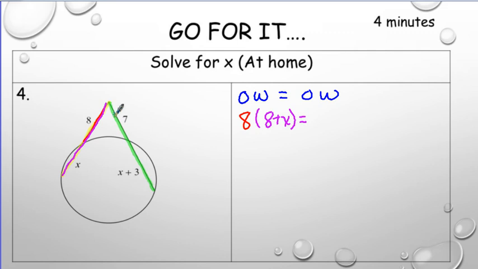On the yellow line, I'm going to put in red the outside, which is 8. And I'm going to put in purple the whole for the yellow line, which is this. So I'm going to say parentheses 8 plus x. In blue, I'm going to put the outside of the green line, which is 7. And then I'm going to put in black the whole for the green line, which is 7 plus x plus 3.